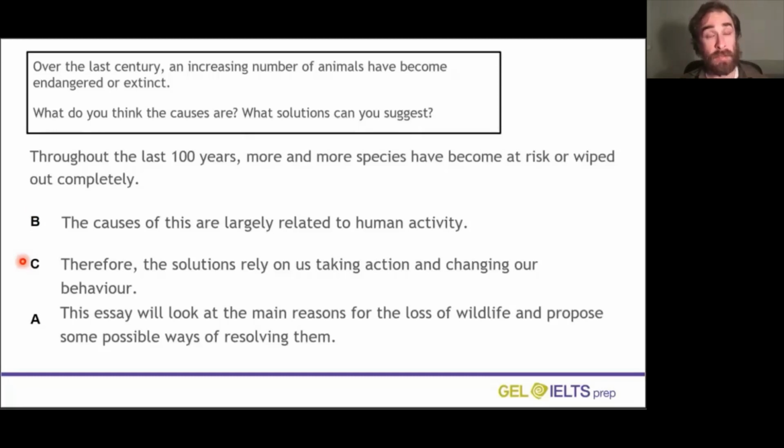So in our solutions paragraph, we're going to give examples of how we can take action and change our behaviour. The final sentence explains clearly what the essay is going to do. What is the function of the essay? This essay will look at the main reasons for the loss of wildlife and propose some possible ways of resolving them. Notice there that we've again paraphrased this idea of animals going endangered or extinct as loss of wildlife. Causes has been given as reasons and solutions, ways of resolving there.